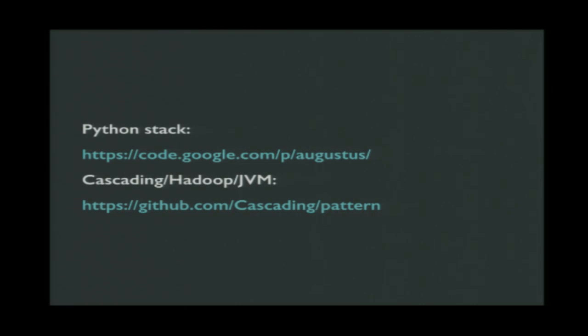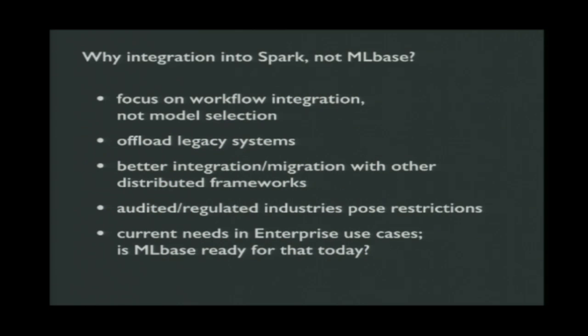Okay, so there's a reference implementation for this in the Python stack. It's from a project called Augustus, and it's Bob Grossman's team at Open Data Group in Chicago, and I do some work with them. Also, I wrote the original version of Pattern, which is a PMML implementation for Hadoop via Cascading.